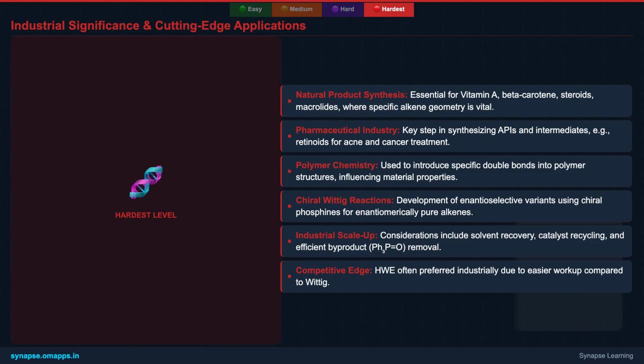Furthermore, the development of chiral Wittig reactions, using enantiomerically pure phosphines, has enabled the synthesis of chiral alkenes, opening new avenues for asymmetric synthesis in drug discovery. The ability to form specific carbon-carbon double bonds with controlled stereochemistry remains a cornerstone of modern synthetic chemistry.